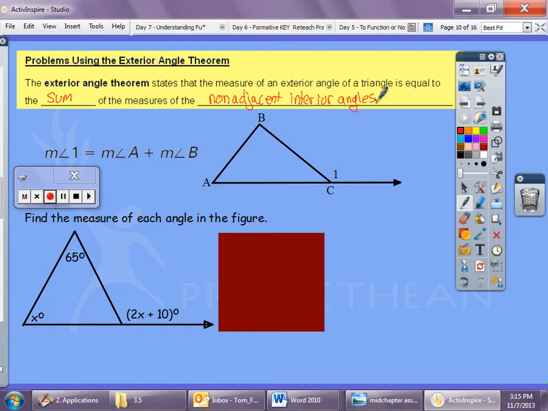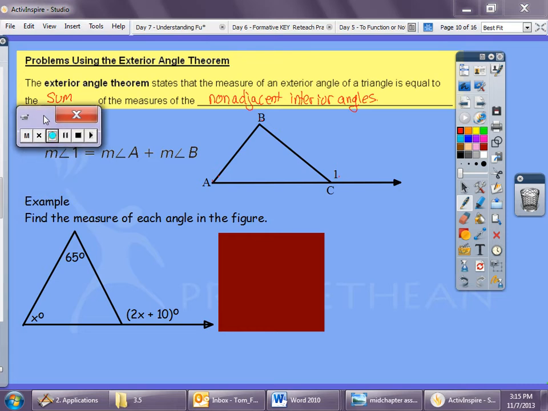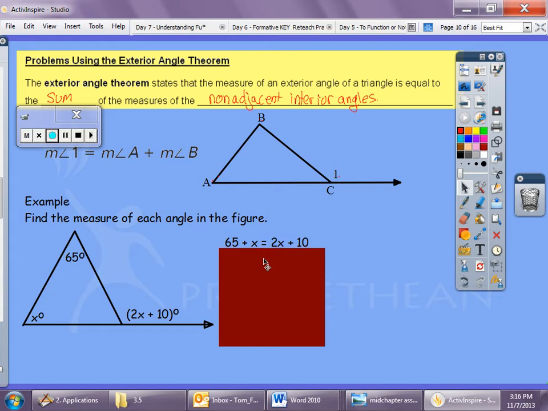So the measure of angle 1 is equal to the measure of angle A plus B. So A plus B is equal to the measure of angle 1. So if we look at this example here, well, we can say 65 plus x is equal to 2x plus 10. And then we can solve it.